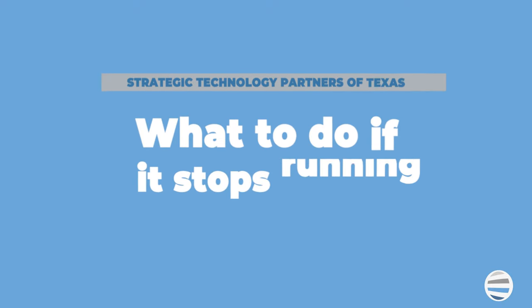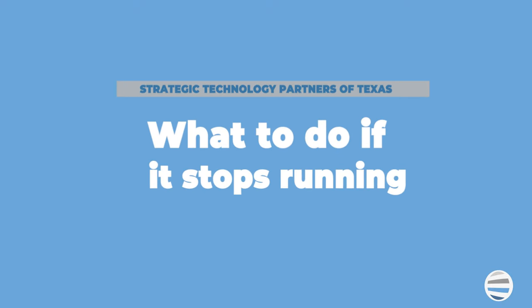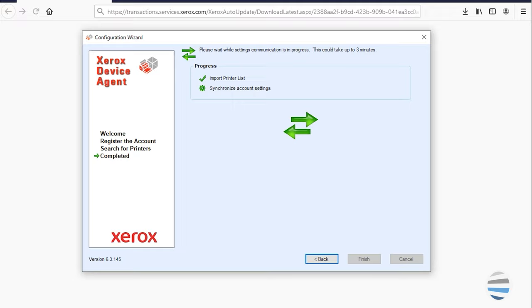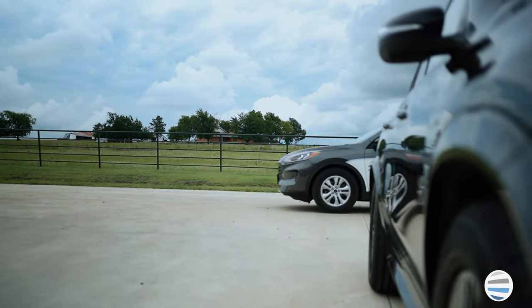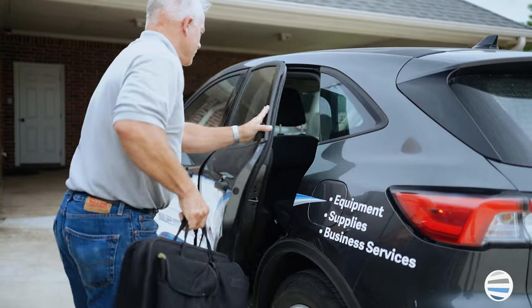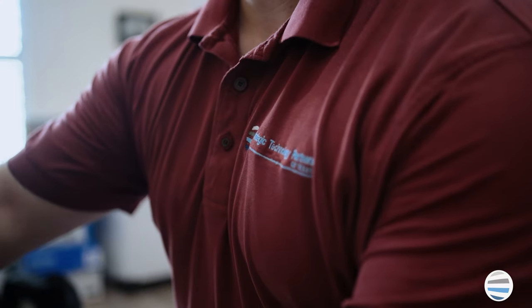More than likely, we will notice that the XDA is down before the customer does. If it does stop running, contact your customer experience department. They will walk you through the troubleshooting procedures to have it reestablish a good connection. Every situation is different, but the XDA is usually very easy to get running again. If the problem can't be fixed on the customer side, a service technician gets dispatched or can assist remotely to further assist with the issue.